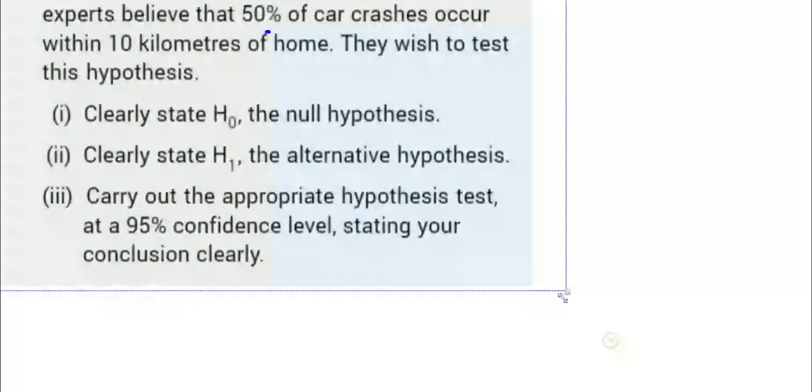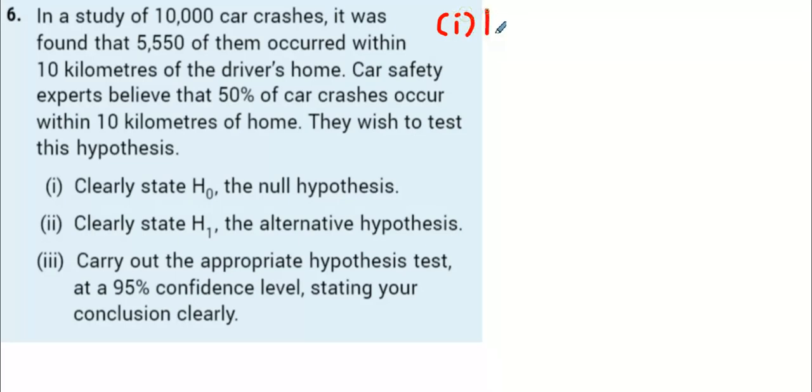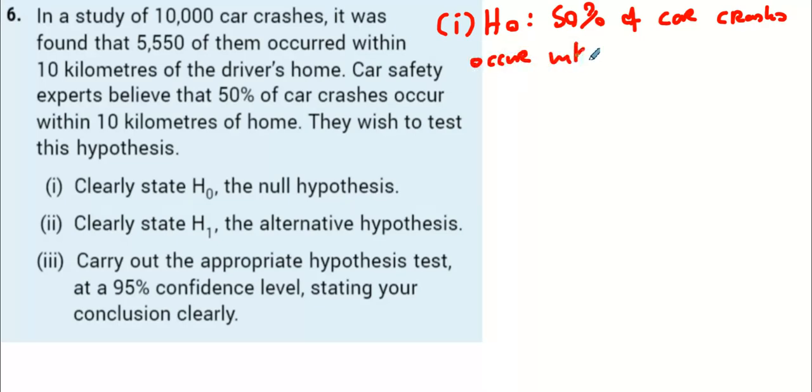Now, what the company is claiming is the null hypothesis. So what are the car safety experts actually saying? That 50% of car crashes occur within 10 kilometers of home. That's what H0 is. This is referred to as the null hypothesis. And what you say is 50% of car crashes occur within 10 kilometers of home.